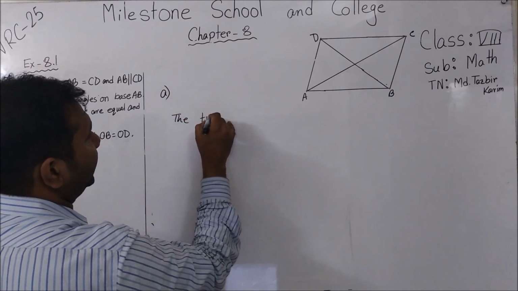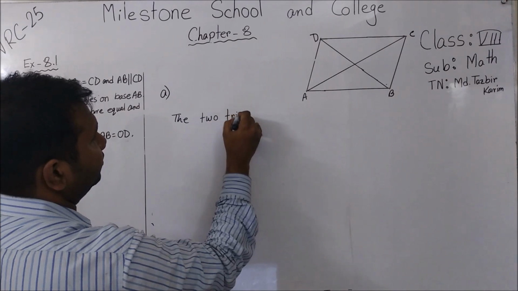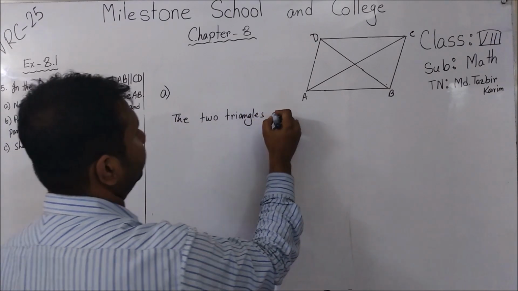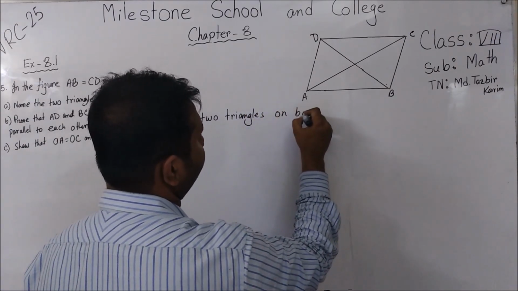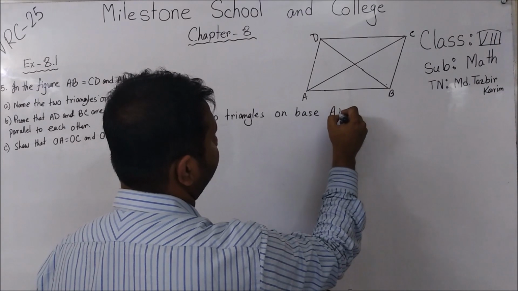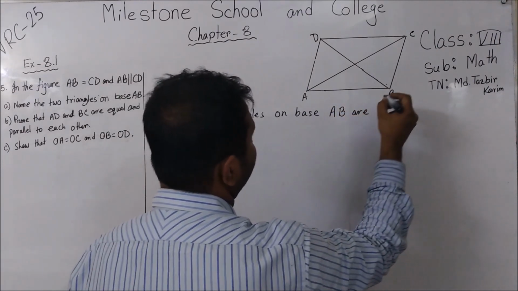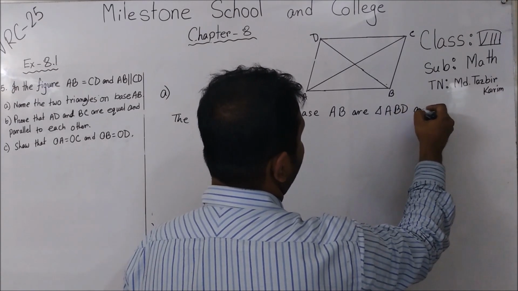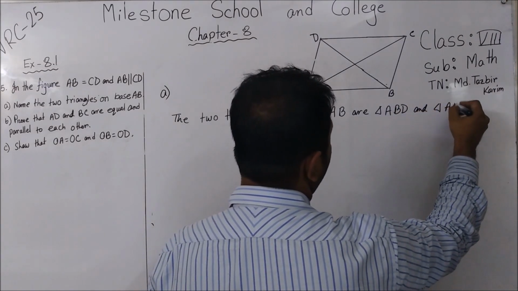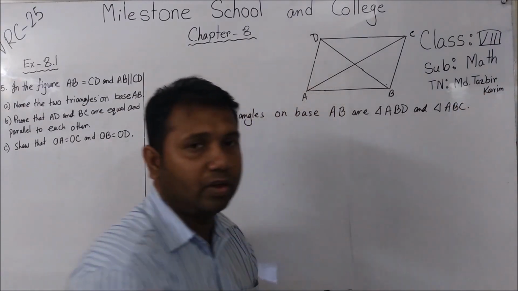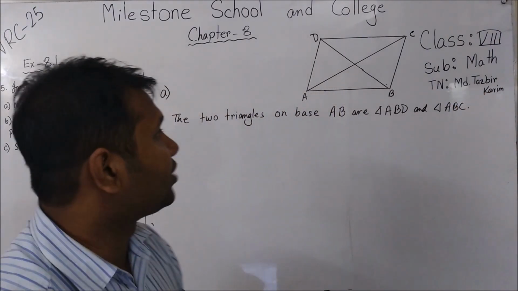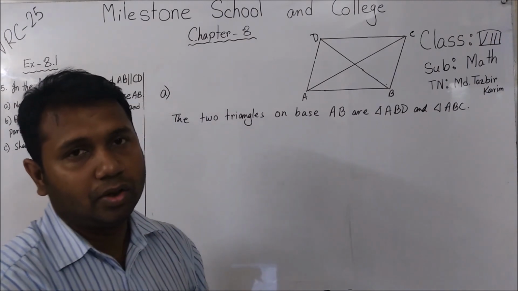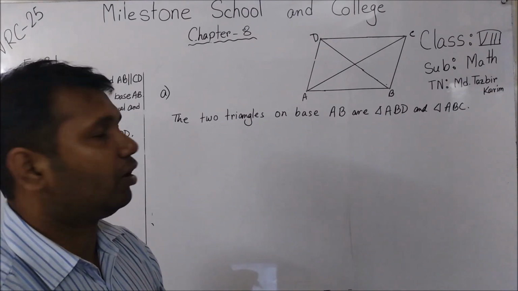The two triangles on base AB are triangle ABD and triangle ABC. I think you understand the two triangles, both have the same base, that is AB. So this is our answer to question A.